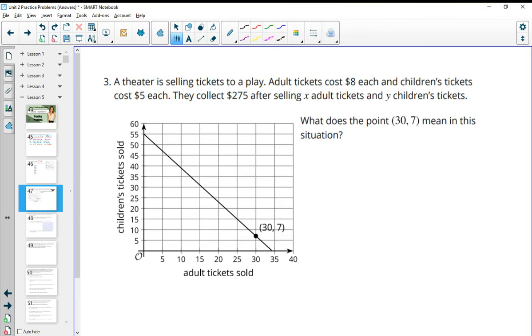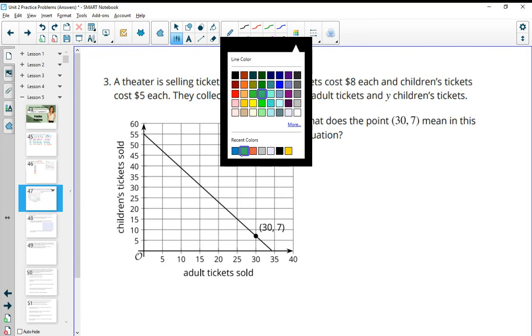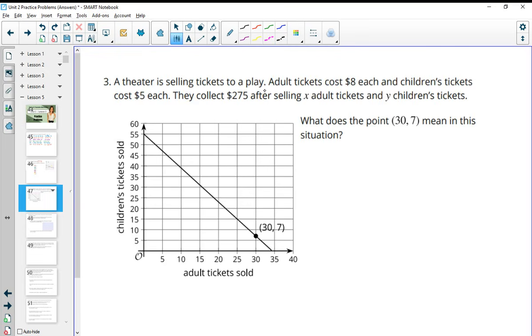Number 3, a theater is selling tickets to a play. Adult tickets cost $8 each, and children's tickets cost $5 each. They collect $275 after selling X adult tickets and Y children's tickets. What does the point 30, 7 mean?